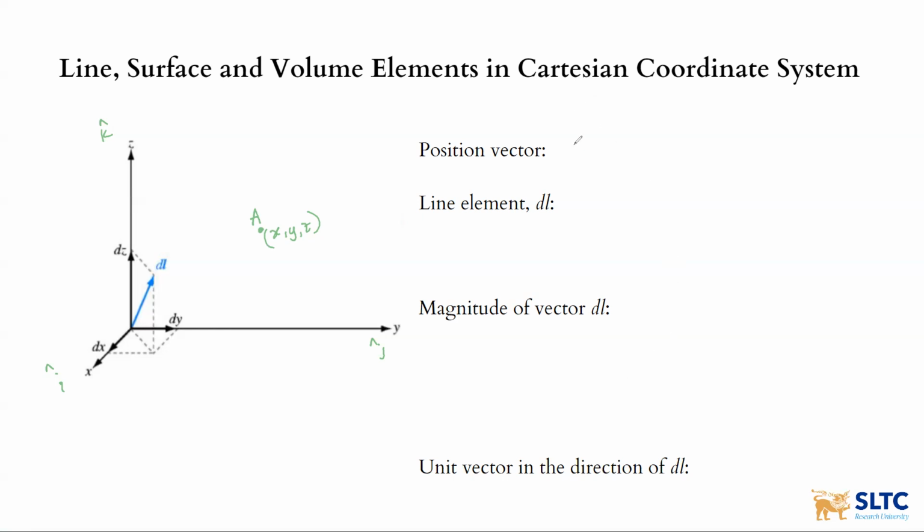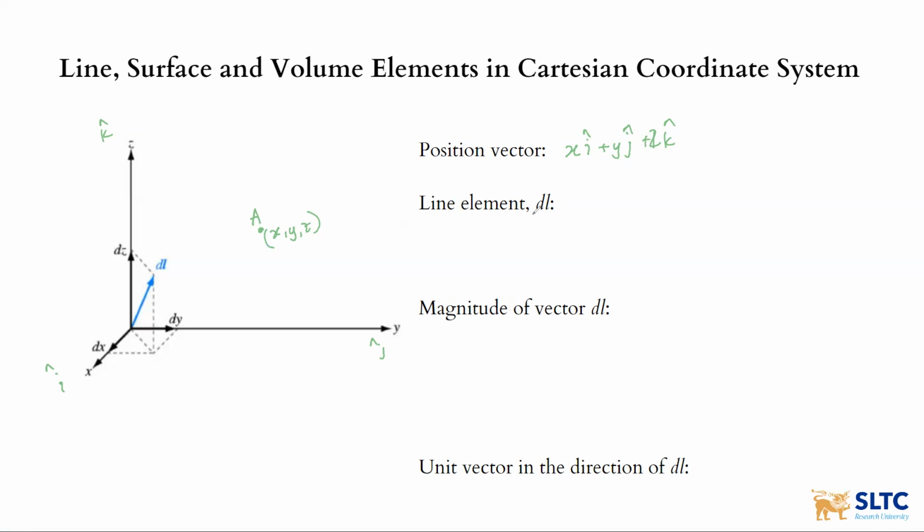Okay, so I think I will give the answer. x i hat plus y j hat plus z k hat is the position vector of any point in the Cartesian coordinate system. So x, y, z can be any value. Depending on the point we are considering, you can substitute any value for x, y, and z.